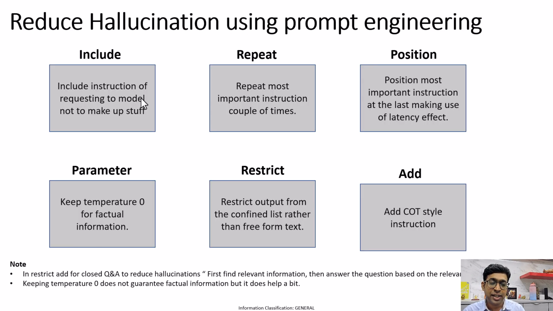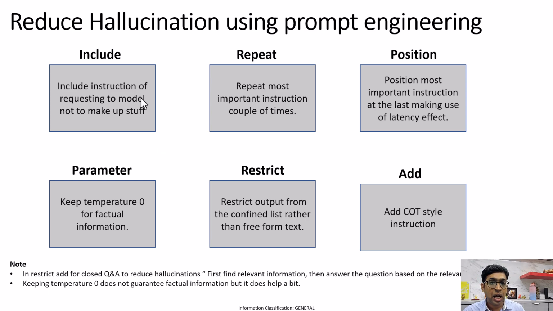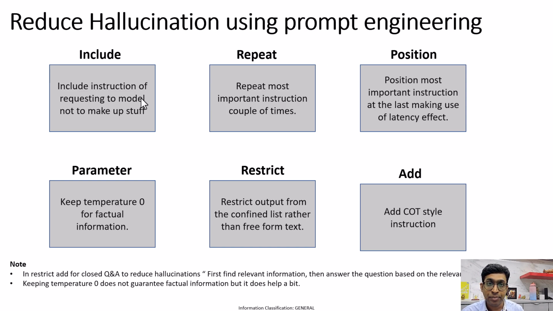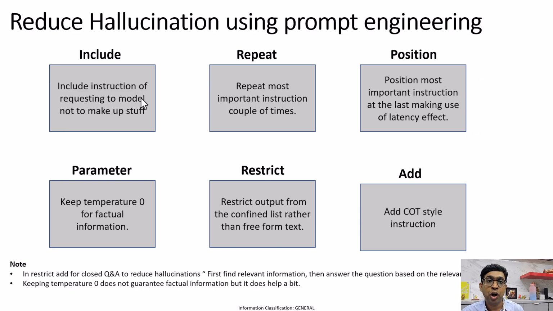Let's try and understand 6 ways you can avoid hallucination. First one is include. You include an instruction to a model not to make up stuff. If you remember our last video, we wrote a prompt saying, if you don't know the answer, say, I don't know. This is referring to the include statement. The second point is repeat. You repeat your most important instruction multiple times. The third one is position. So you add the most important information at the end of the prompt.